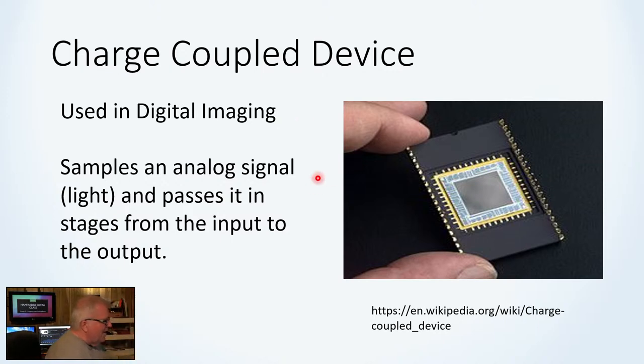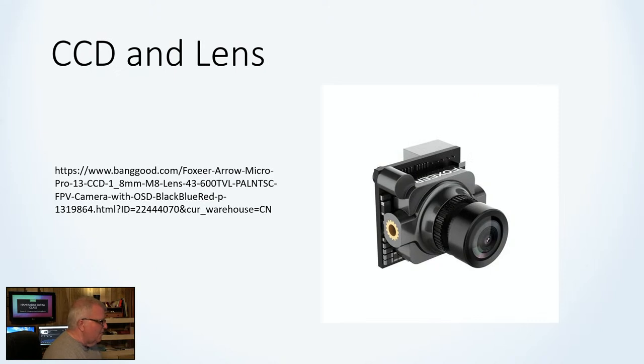We're good. What a CCD device does is it samples light, an analog signal, and passes it in stages from the input to the output of the device. So it kind of scans across the material, and the data comes out of pins on the devices. You can go to Banggood or AliExpress and buy a charge-coupled device and a lens in a package like this. Very inexpensive, very practical, and you can make your own camera system.